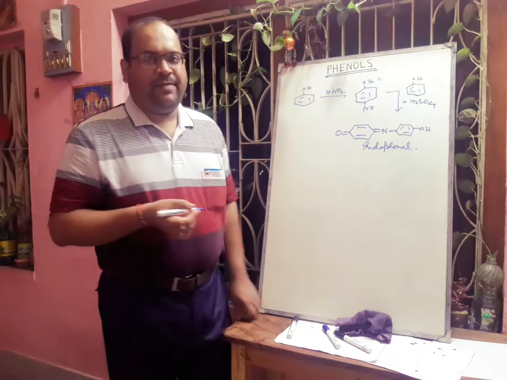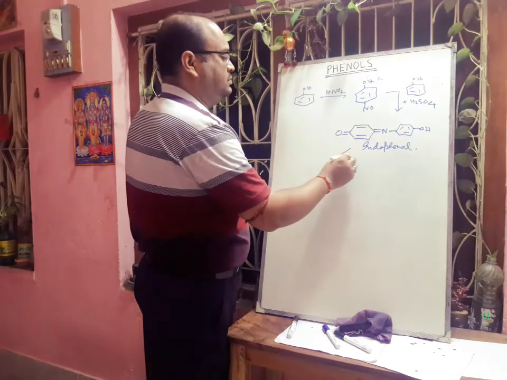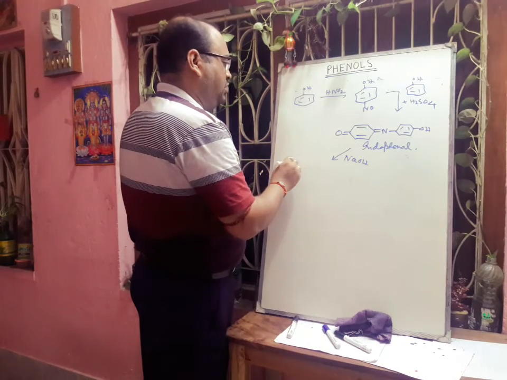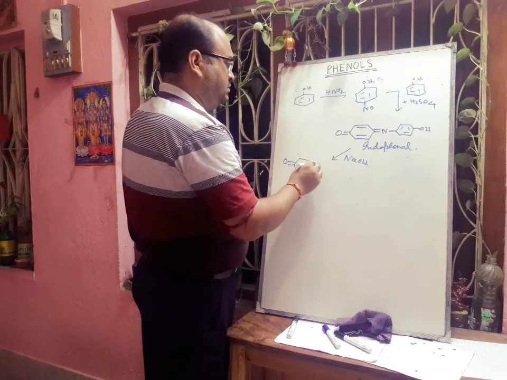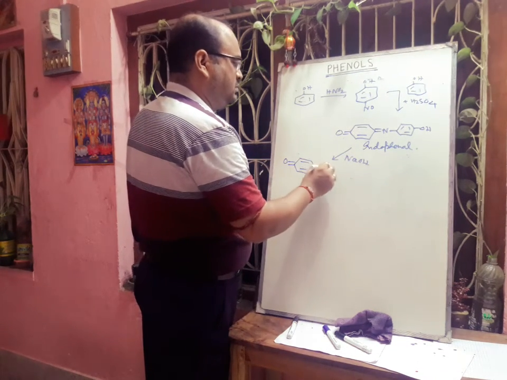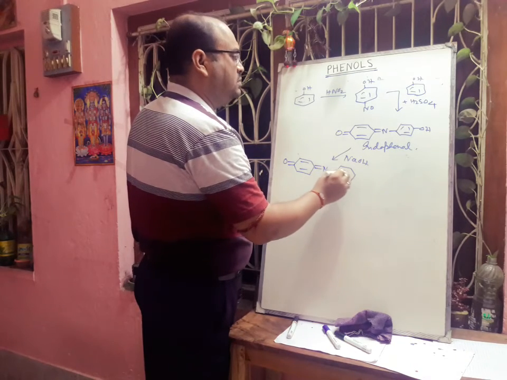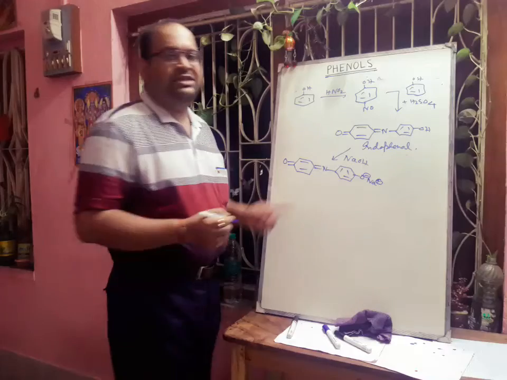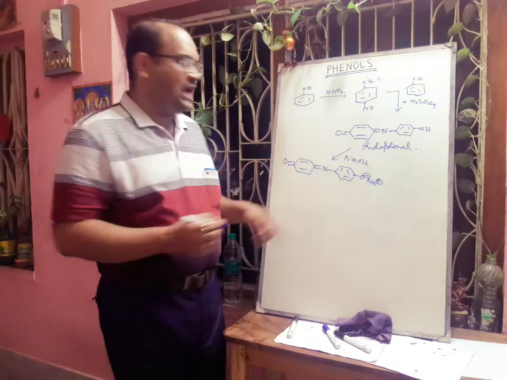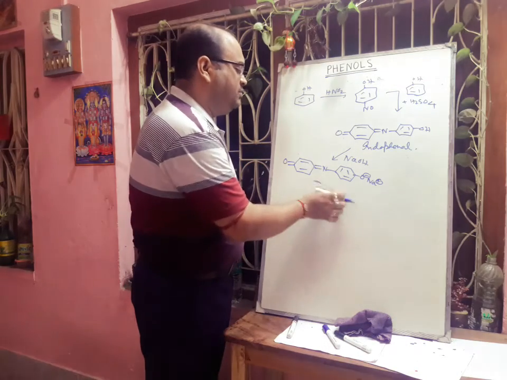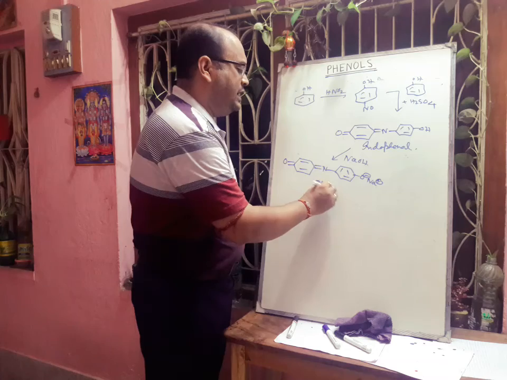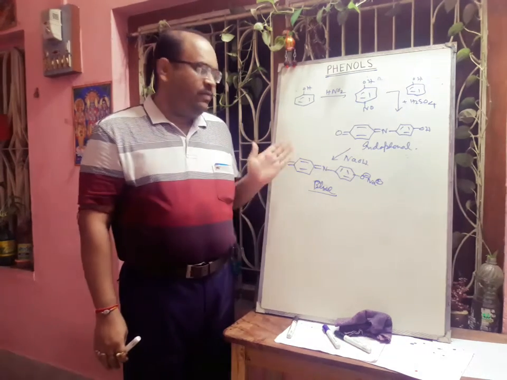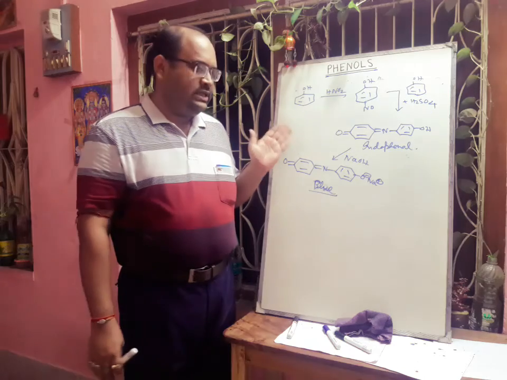Now, if we add sodium hydroxide, then it will abstract this proton and form the salt of indophenol. So this salt of indophenol, its color will be blue. So from this blue coloration, we can easily identify the phenol. So all the chemical properties of phenol discussion is complete.